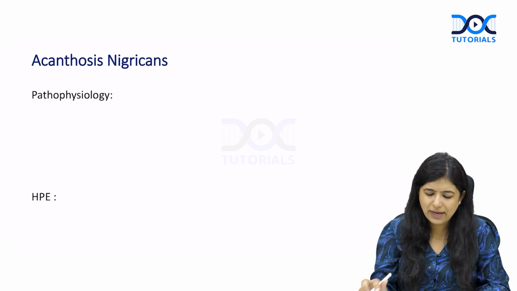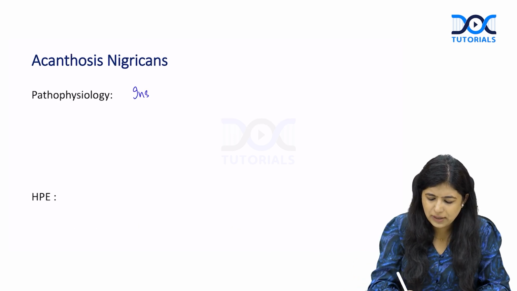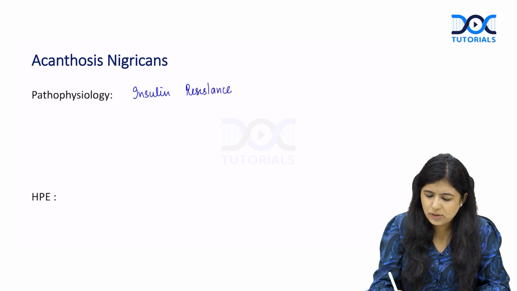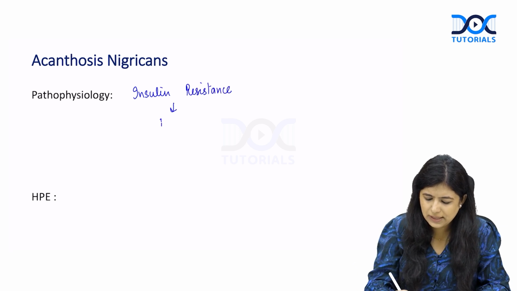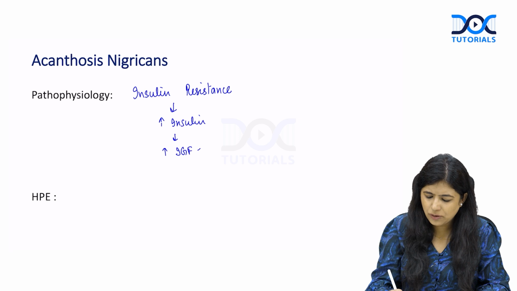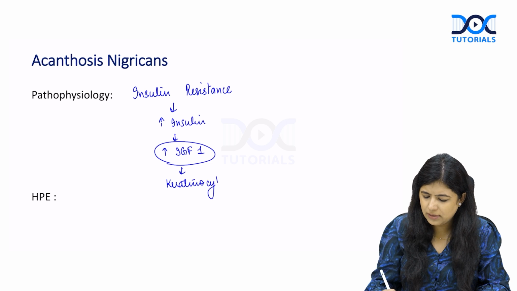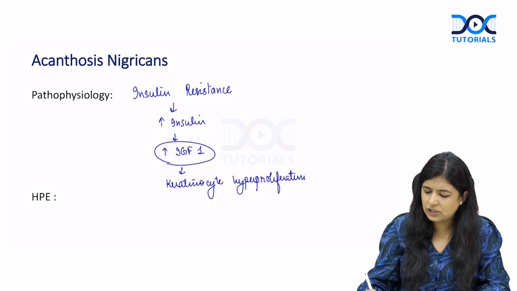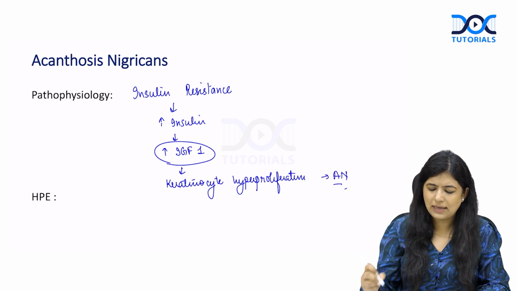Now, what was the common factor in the systemic diseases? I told you that is insulin resistance. What does insulin resistance do? It increases the levels of circulating insulin, which will increase the levels of insulin like growth factor 1, and when it acts on the skin, it causes keratinocyte hyperproliferation. And it is this hyperproliferation which leads to Acanthosis nigricans.